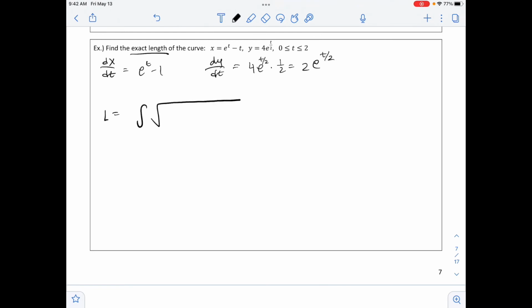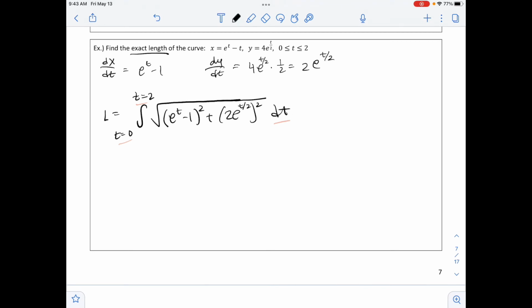That's going to be the square root of dx dt, which is e to t minus 1 squared, plus dy dt, which is 2e to t over 2 squared dt. And the values of t that we are integrating between are going to be between 0 and 2. And I'll go ahead and put a t on here just so we remember that those, again, have to align with what we're integrating with respect to.